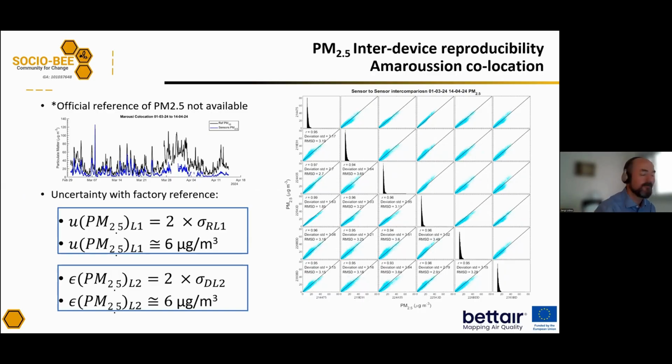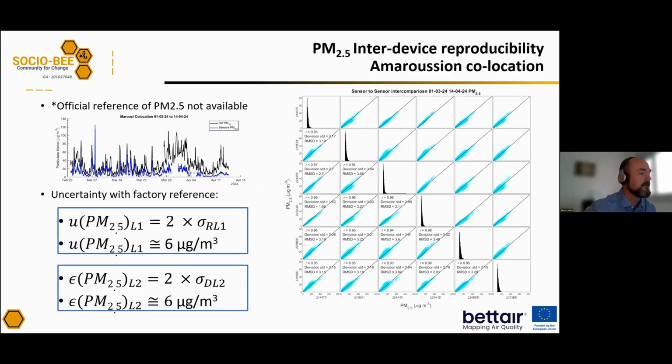It was only measuring PM10, which is shown here. The black is the PM10 reference data, the blue is the PM2.5. It makes a lot of sense, these two graphs, because PM10 always has to be above PM2.5, but we cannot draw, I mean, it's only a qualitative estimation.